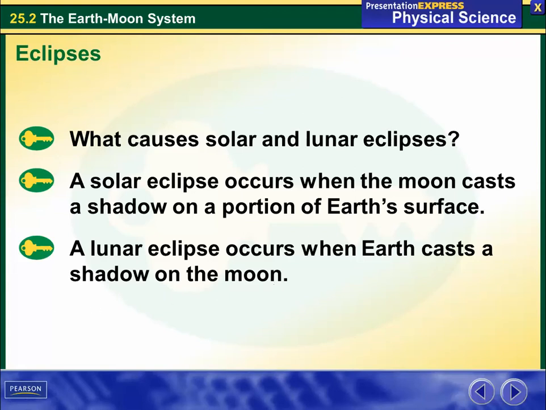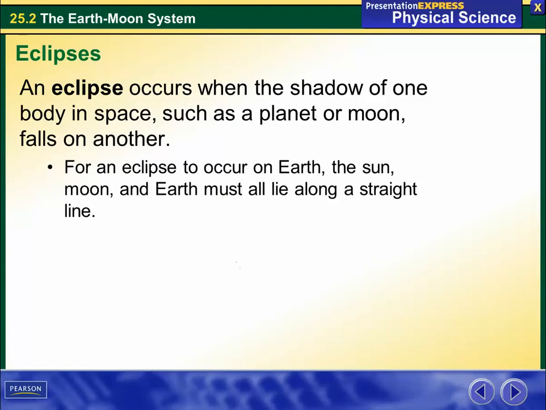I think they actually do have some pictures of this one, so knowing the difference between a solar and a lunar eclipse is important. But in general, an eclipse is defined as when the shadow of one body in space, such as a planet or moon, falls on top of another. For an eclipse to occur on Earth, the sun, the moon, and the earth must all lie along a straight line, because then a shadow will fall onto the earth.